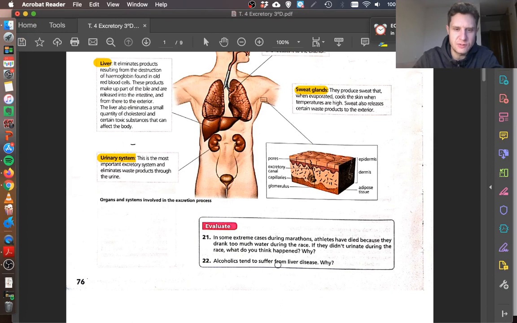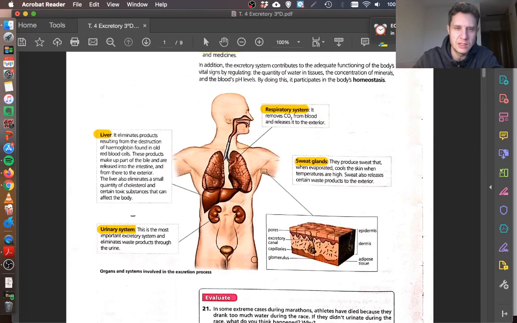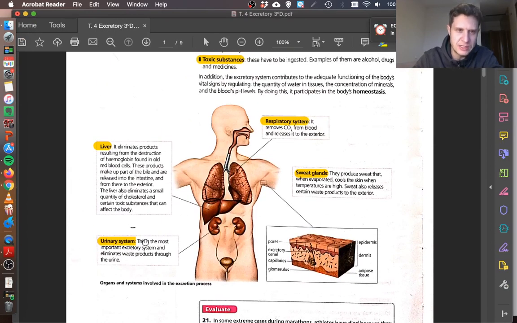Alcoholics tend to suffer from liver disease. Why? Because the liver is constantly trying to store all the alcohol that you cannot excrete through the kidneys, through the urinary system. So the liver is a second useful organ to get rid of this alcohol. So what happens is that the liver is destroyed.